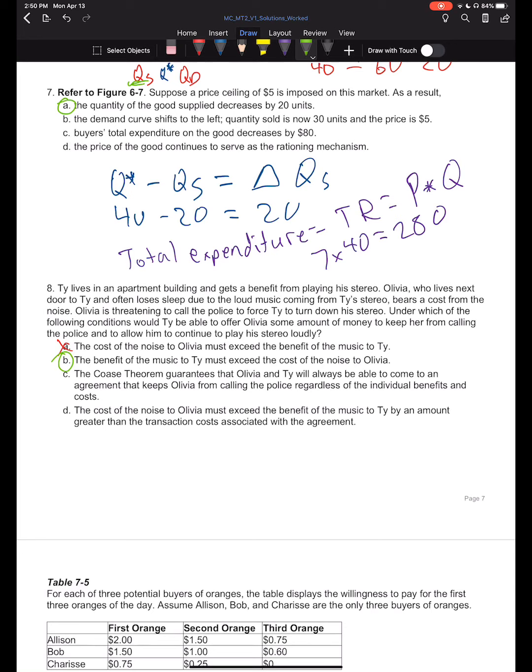The Coase theorem does not guarantee that they will always be able to come to an agreement, because his benefits of listening to the music must be greater than her costs. The cost of the noise to Olivia must exceed the benefit of the music to Ty. Well, no, that's also not the case, because if the cost of the noise to Olivia ever exceeds the benefit of the music to Ty, then they'll never reach an agreement.